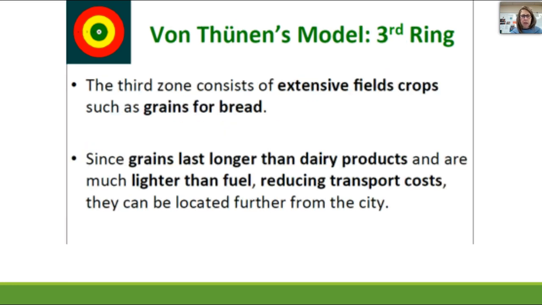Alright, and then the third ring is going to be things like wheat for bread and grains, things that last longer than dairy products. They're lighter than fuel, and so the transportation costs are going to be lower, and so they can be located further from the city, and also they don't have to worry about going bad by the time they get there.